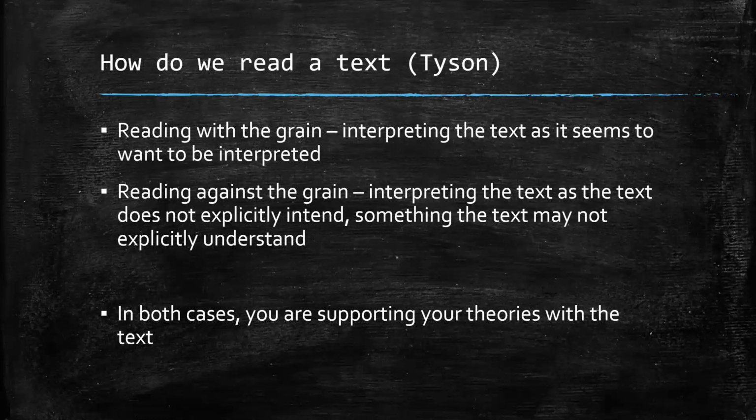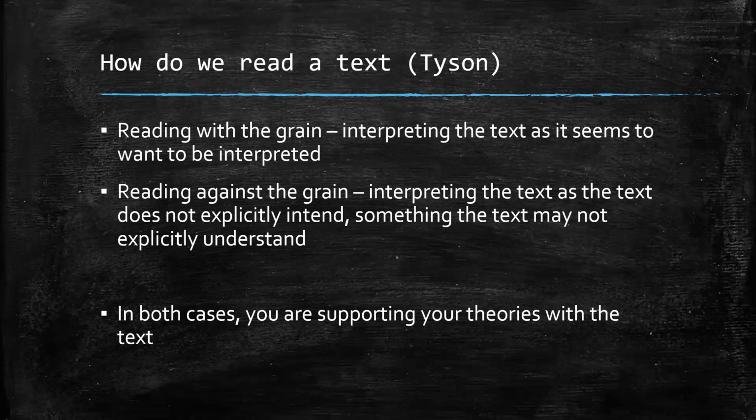Relatedly, there are two ways we can read a text. When we read with the grain, we interpret the text as it seems to want to be interpreted. Tyson gives the example in The Great Gatsby of reading the text as a romantic text, as a text about holding up the romance of Gatsby and Daisy. Reading against the grain means interpreting the text as the text does not explicitly intend, something the text may not explicitly understand.